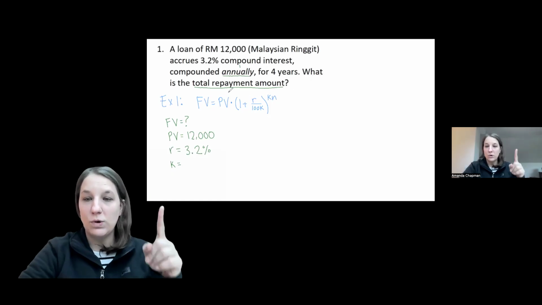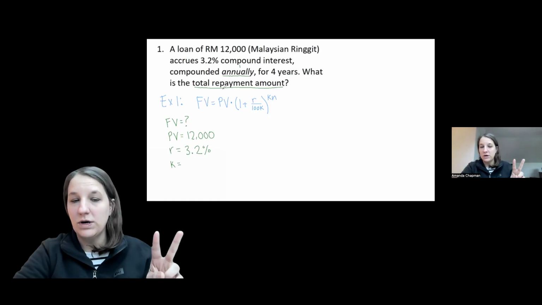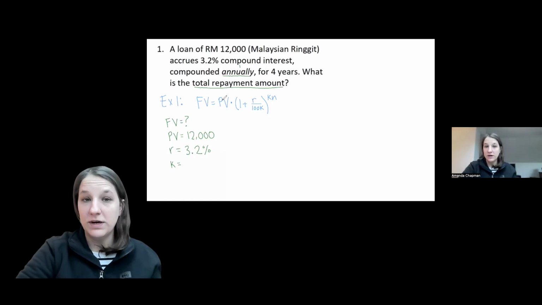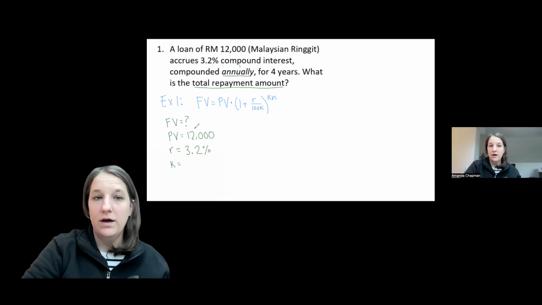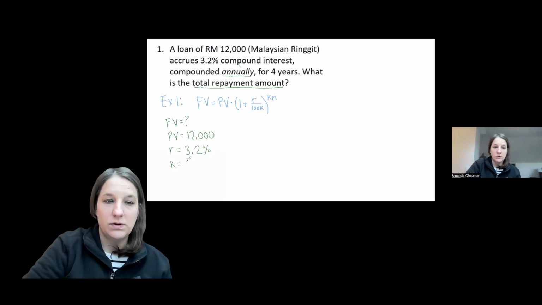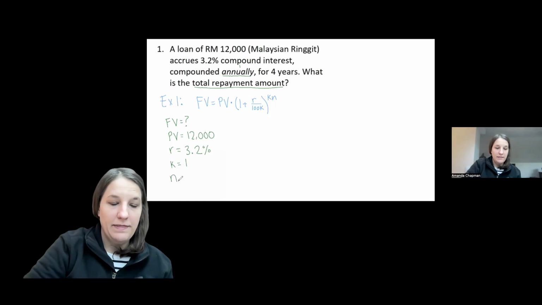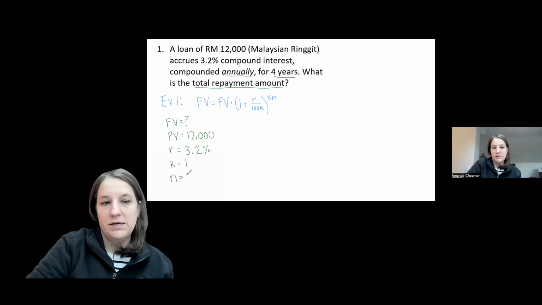So annually means once a year. Biannual would be twice a year. Maybe they tell you 12 times a year or every monthly. But annually is just once a year. So K is one. And then the number of years is 4 years. So here N means number of years.